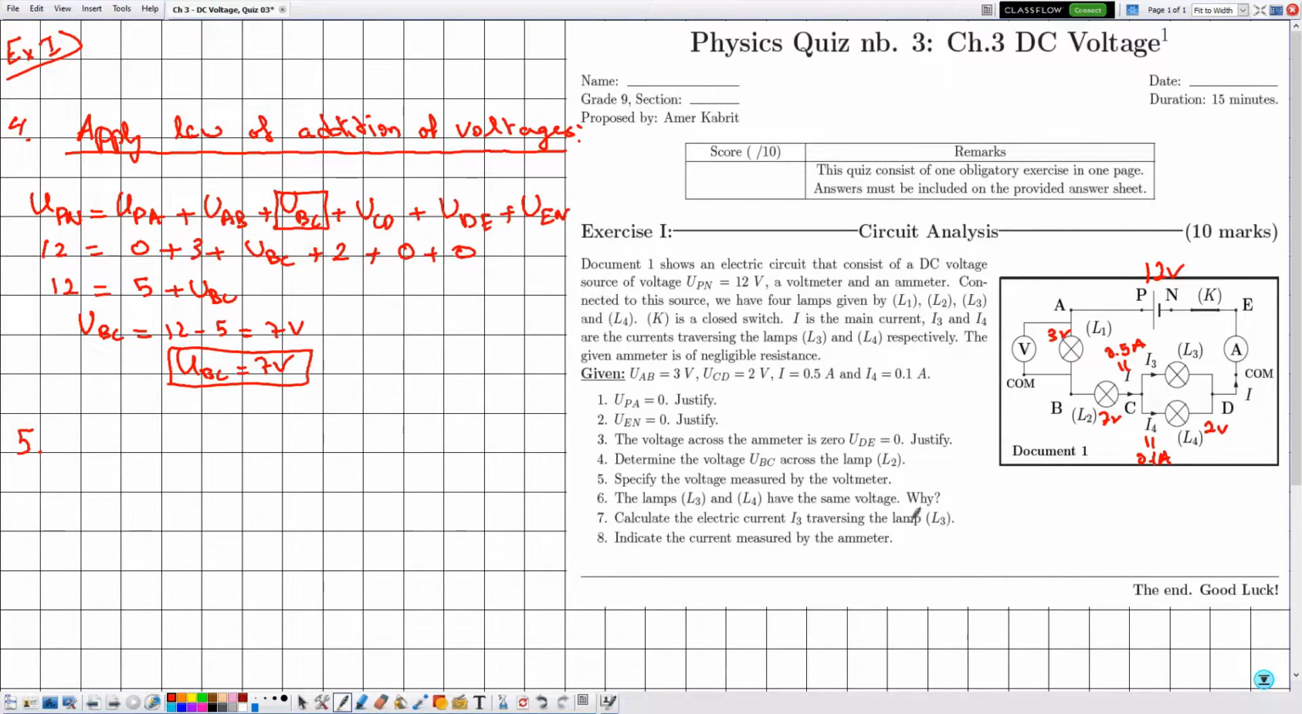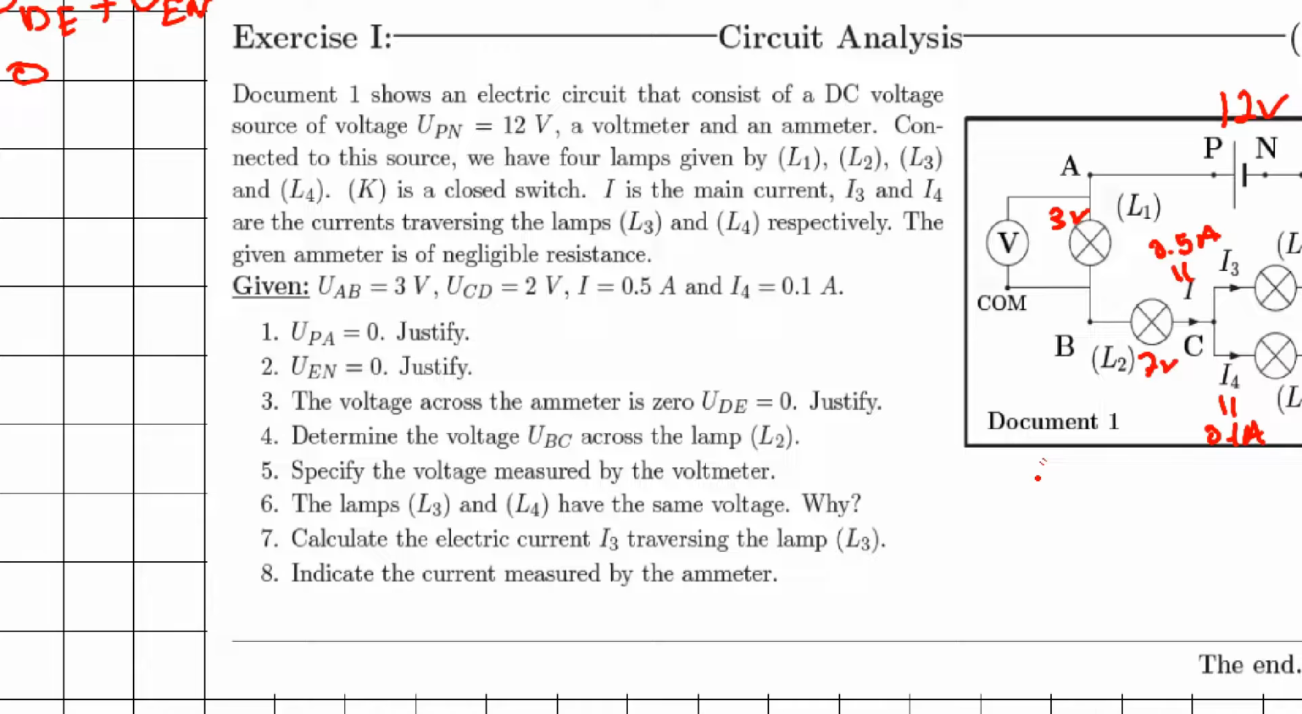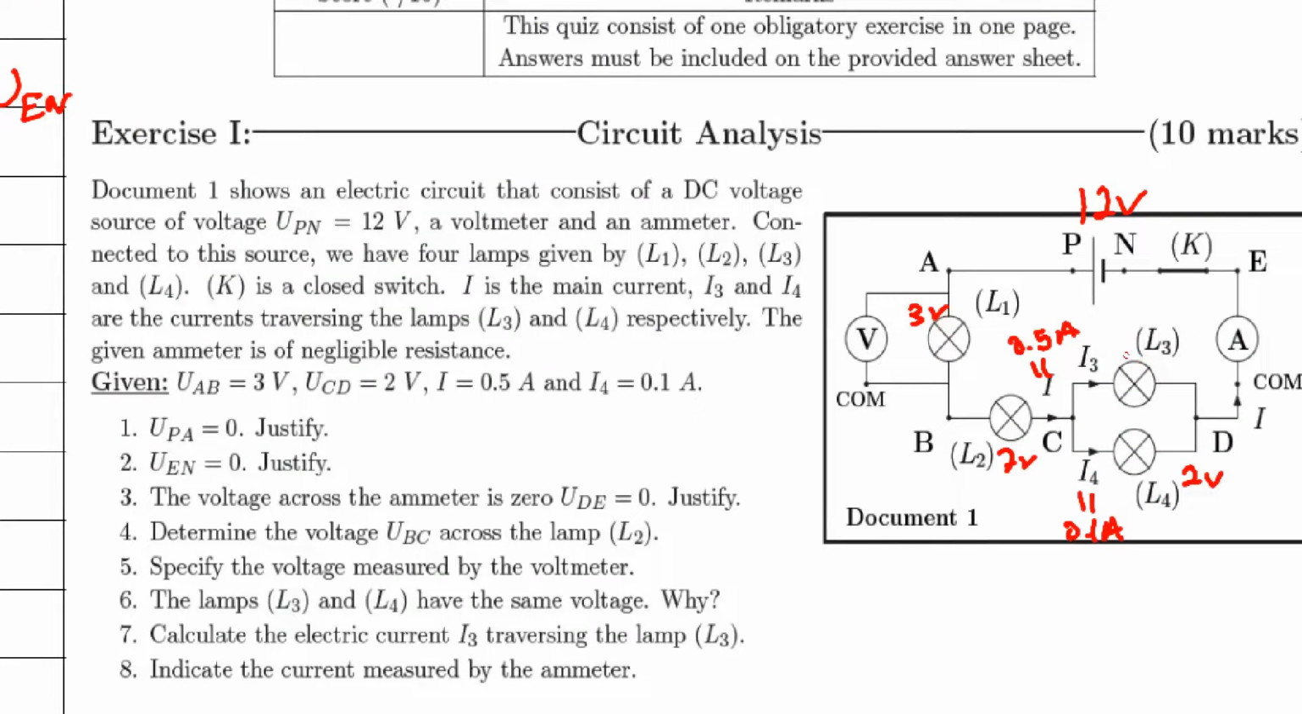Now in part 5 they are telling me to specify the voltage measured by the voltmeter, and here, by specify, it means that we need to indicate with the justification. Notice that the voltmeter is connected in parallel across the lamp L1, so it is measuring the voltage of the lamp L1, which is given by the applied voltage, 3 volts.